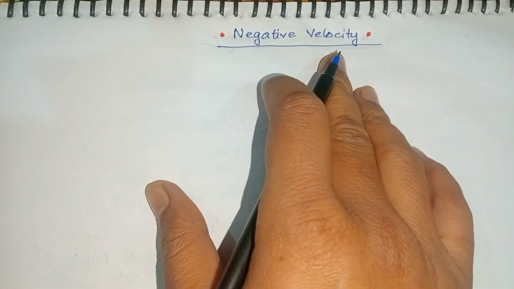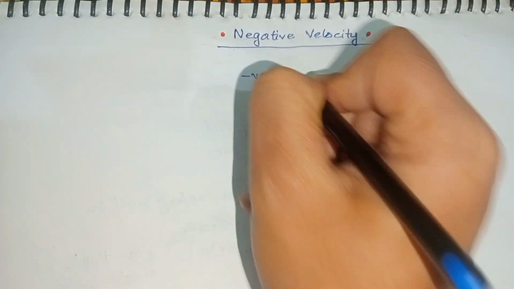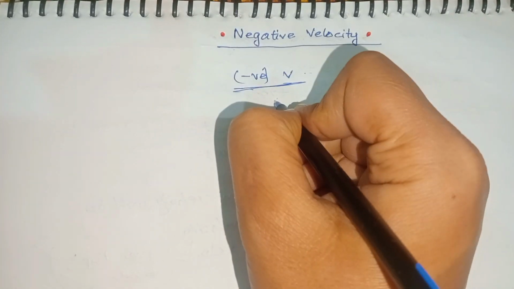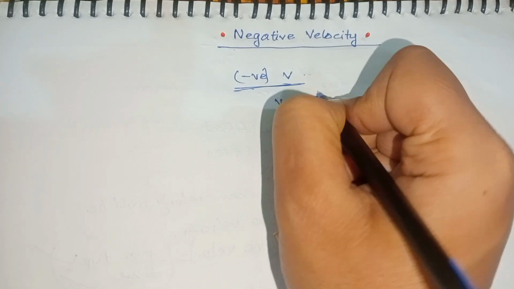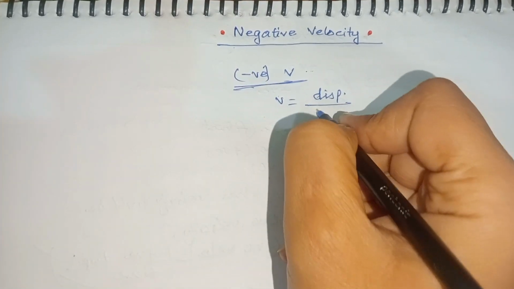Let's study negative velocity. What does it mean by negative velocity? Negative velocity means, what does it mean? Let's see. Velocity is equal to what? Displacement by time. Velocity is displacement by time.